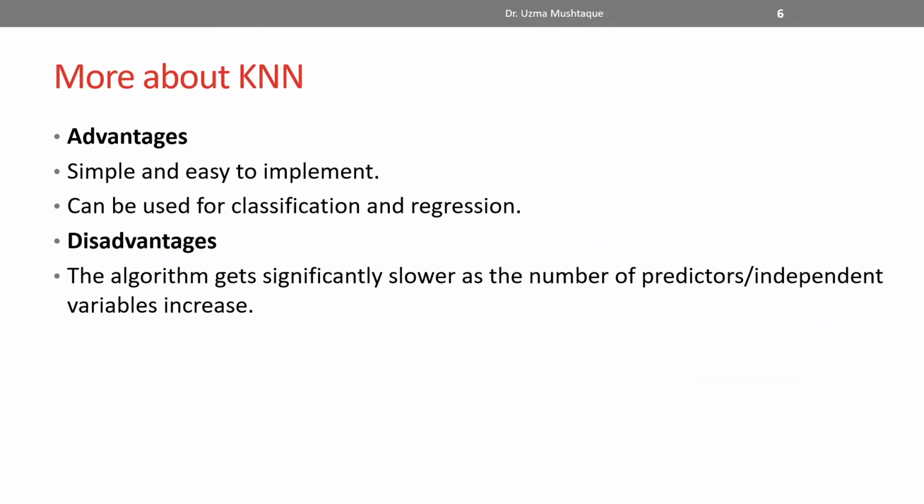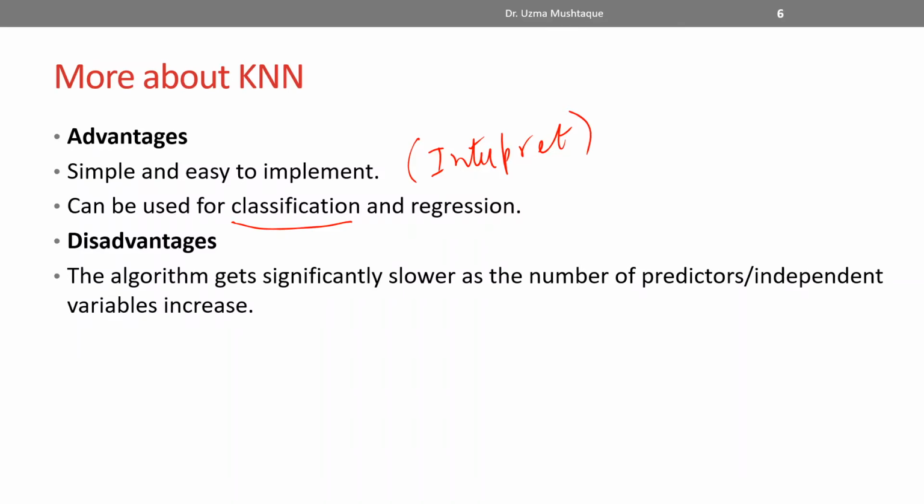Then finally, a little bit about the algorithm. So there are advantages. As you can see, it's simple and easy to implement, and I would say interpret as well. It's really easy to understand how it's working as long as you have the idea of distances and close proximity. It can be used for classification and regression. We are using it for classification problem, the same salary and age problem, and checking whether the person bought something or not.